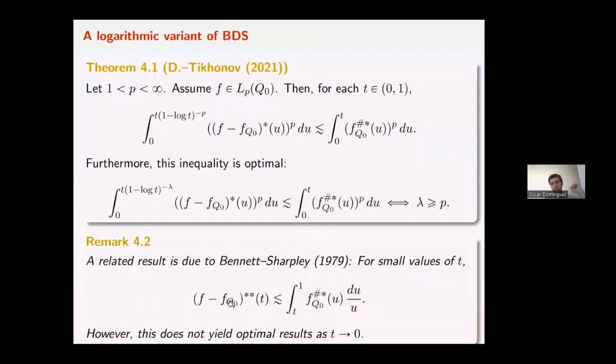But note that the Bennett-Sharpley inequality is not optimal as t approaches 0, which is the most interesting case, even for smooth functions. Because if you take limits as t approaches 0 on both sides of this inequality, the left-hand side goes to the L infinity norm, and on the other hand, the right-hand side is infinity, unless the function is constant. So this inequality is not useful as t approaches 0. However, this phenomenon is not observed in our estimate. It goes to 0, you go to 0, and also you go to 0 on the right-hand side.